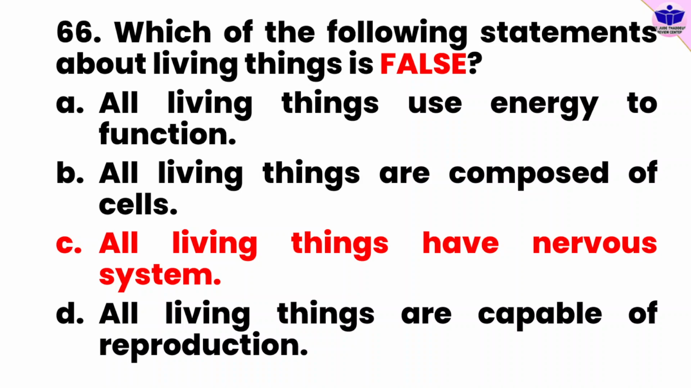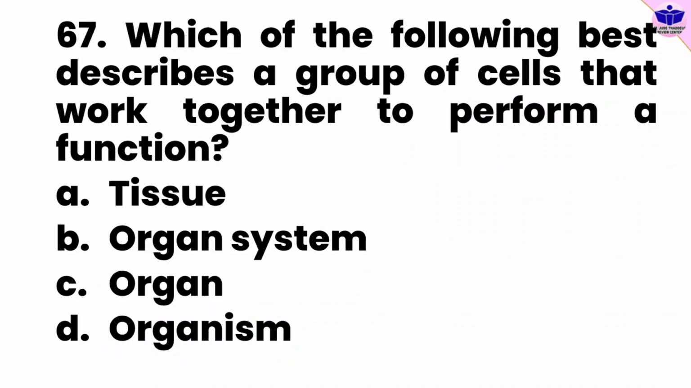But what about those organisms that are not animals? Just like plants, just like bacteria, they don't have a nervous system. What is true about life or living things? That they use energy to function. They are composed of cells, of course, and they're capable of reproduction, sexually or asexually.